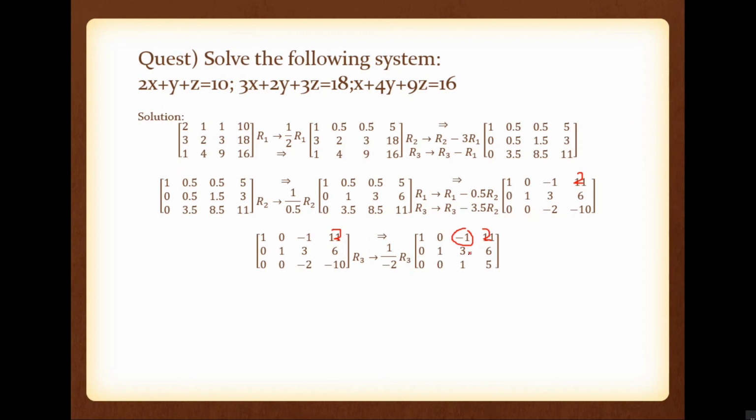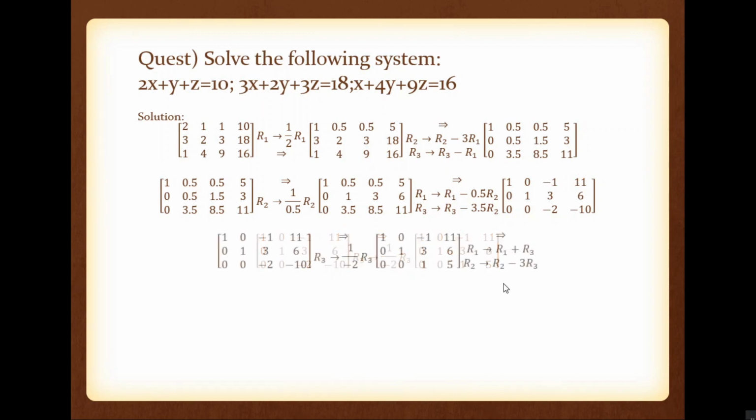Now we want to remove this element 3 from the second row. So what to write? R2 equal to R2 minus 3 into R3. Okay, so this is the required row operation: R1 is equal to R1 plus R3, R2 equal to R2 minus 3 into R3. So find the solution.